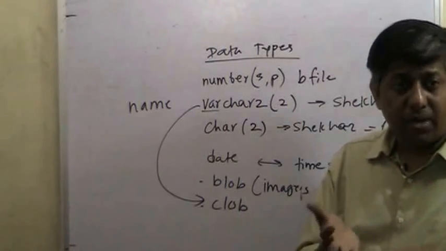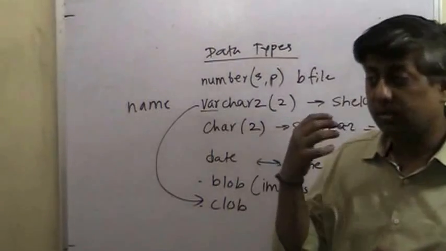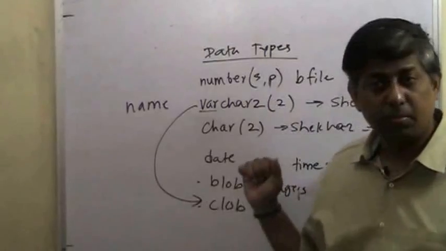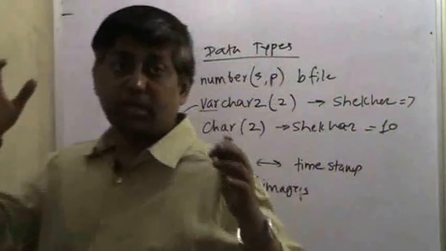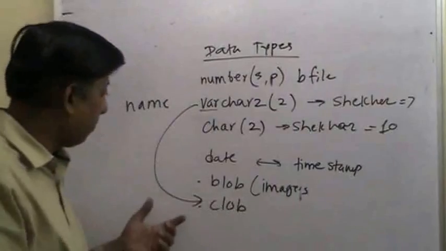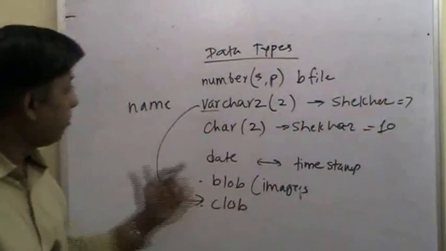So text files, Notepad and VI, they are CLOBs. But Microsoft Word, PDF, all those files or images, those are BLOBs. Because Microsoft Word, even though for us it looks like text, is actually a binary file. So if you want to store the entire Microsoft Word file, or the entire Excel file, then you should use BLOB.